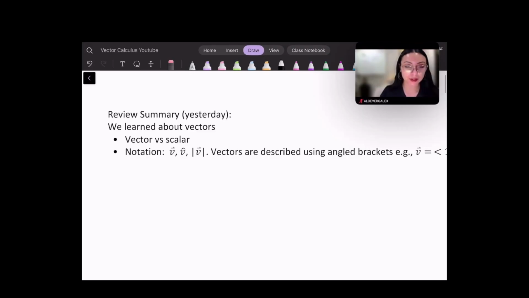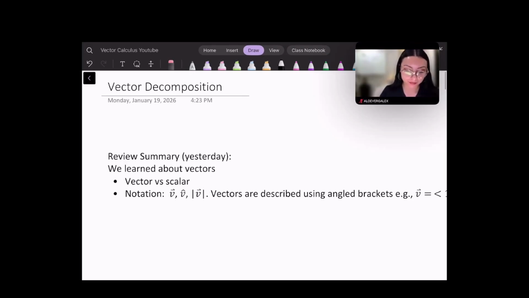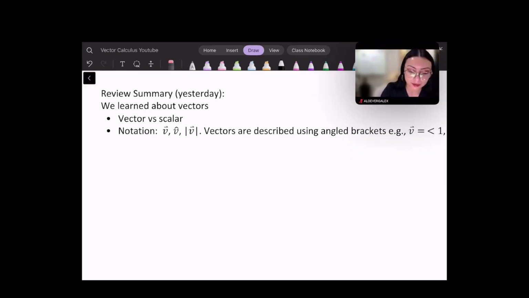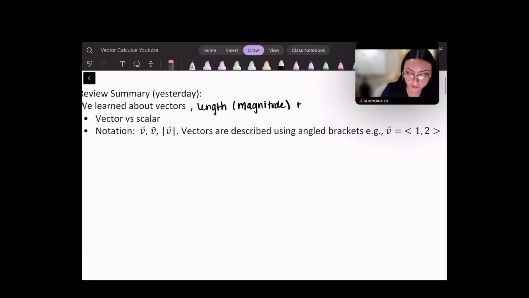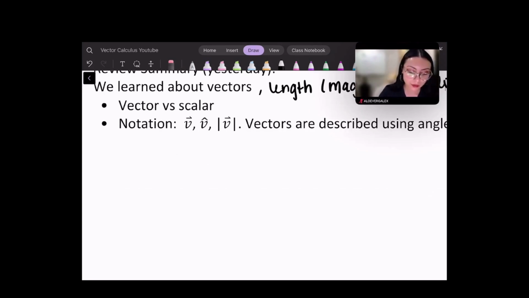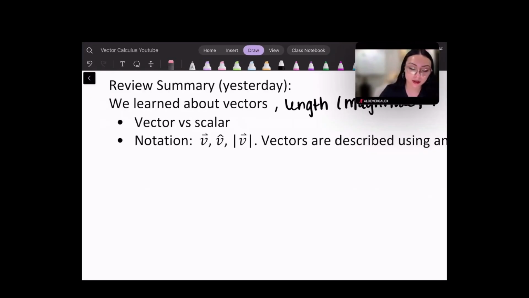So today we're going to be talking about how to decompose a vector. As a reminder, yesterday we learned about what vectors are. Remember that a vector is an object that has a length, which is also known as its magnitude, and a direction. Recall we talked about a position vector, and a position vector helps us locate points in 3 space, or 2 space as well. We touched on the difference between a vector and a scalar. Scalars are like numbers. For example, the number 2 or pi.